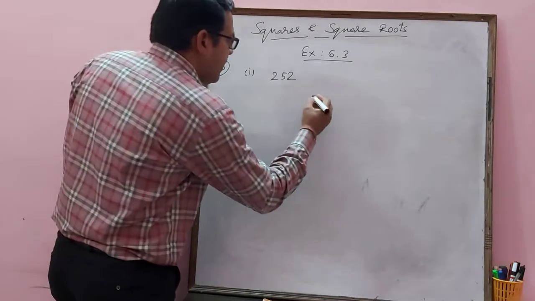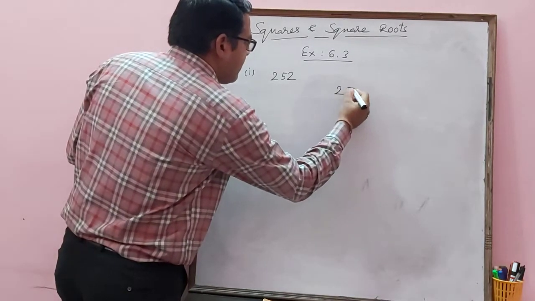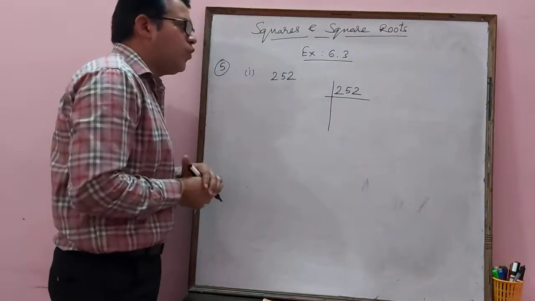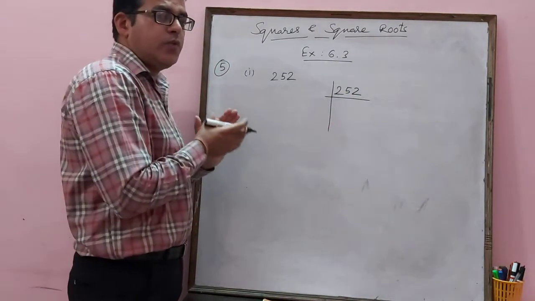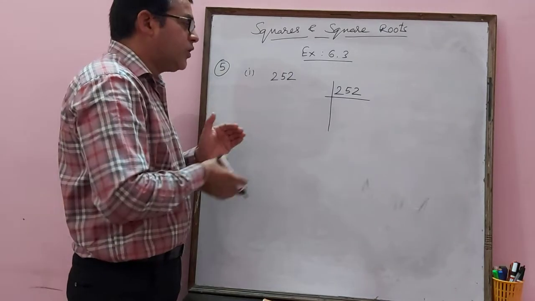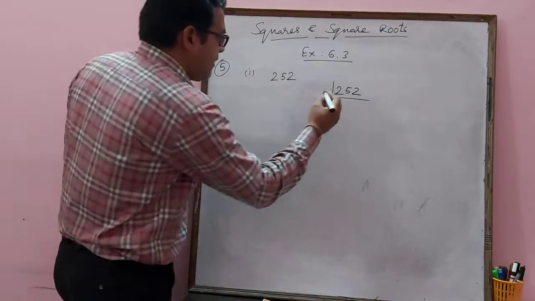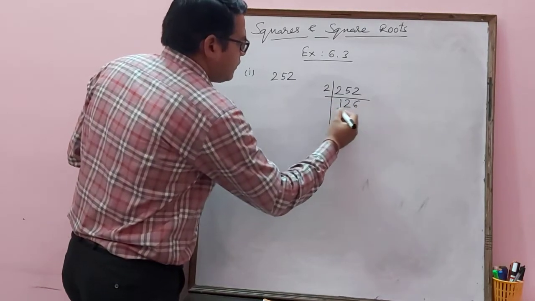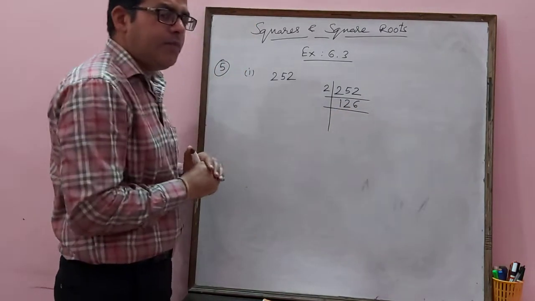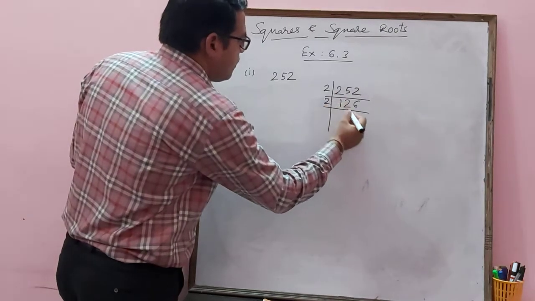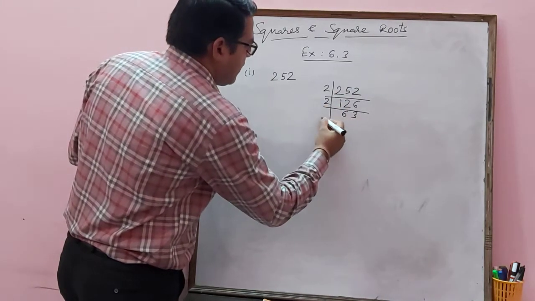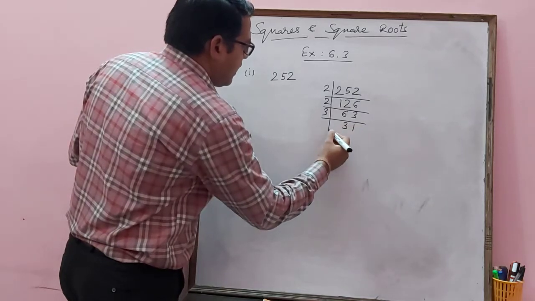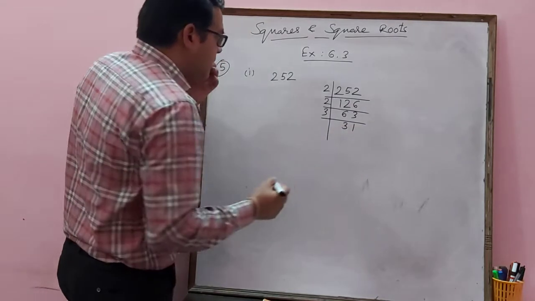Very simple. We can do this by taking prime factors of 252. This is one of the simplest methods. So let's take prime factors. By 2 we know that it is divisible, 126 times, right? Again by 2, 63 times. Now by 3, 31 times, right?